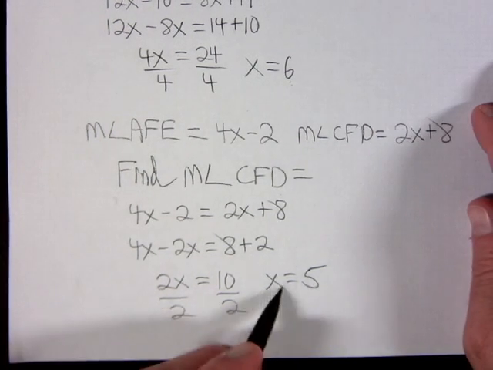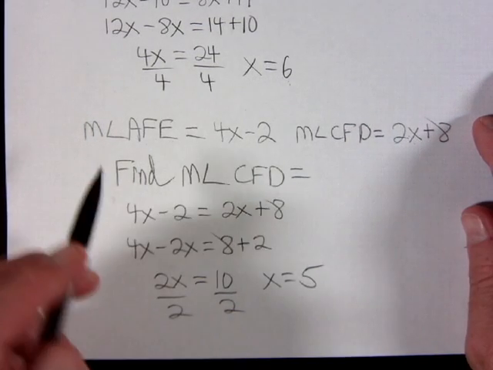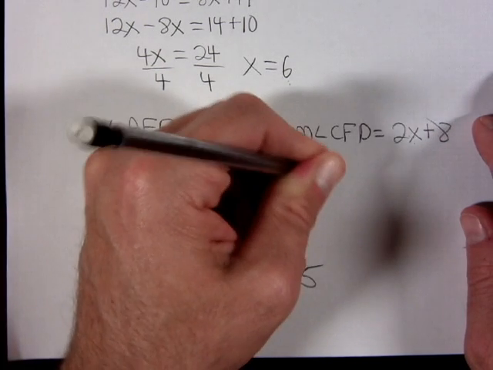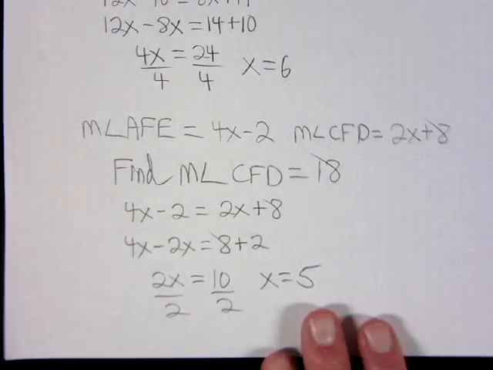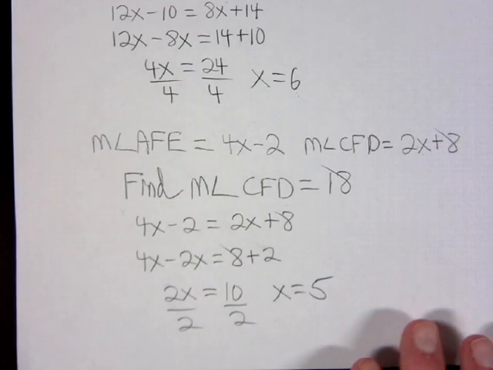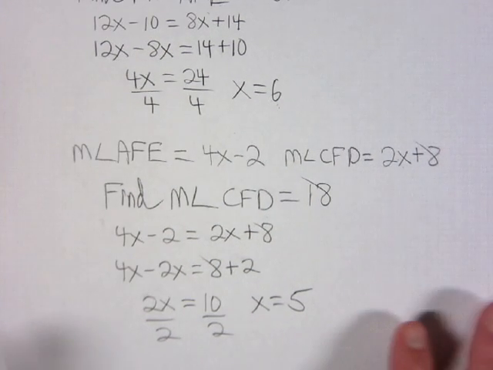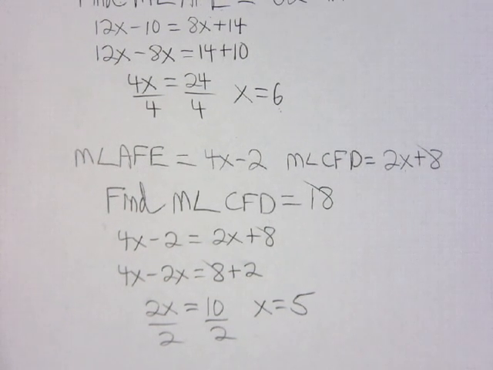So I need to take it now and plug it back into CFD. So that'd be 2 times 5, which makes 10, and then 10 plus 8 would give me 18, and 18 is my correct answer. So once again, make sure in these problems that you ask yourself, did I answer the question? Don't put down x for the answer if they didn't ask you for x. Again, all this is based on the problem and the angles that they've given you. And from there, you will set up your equation.